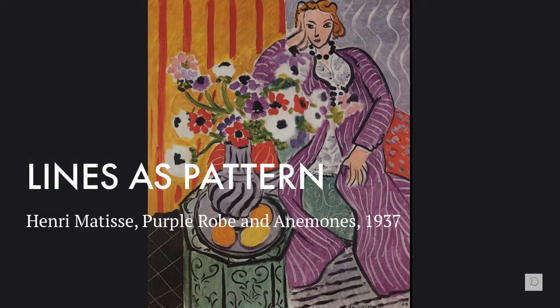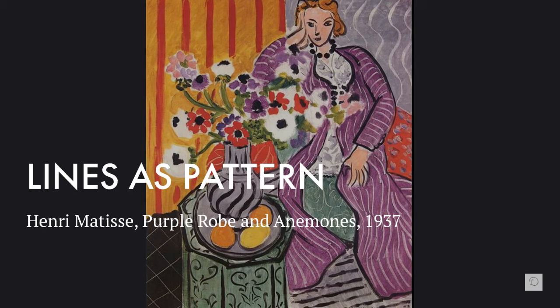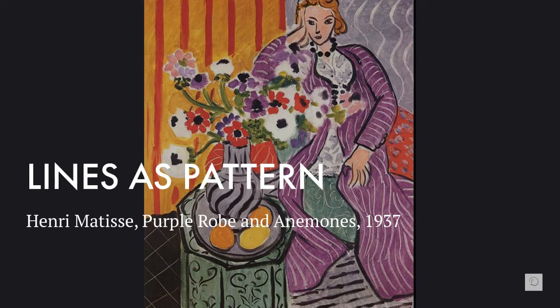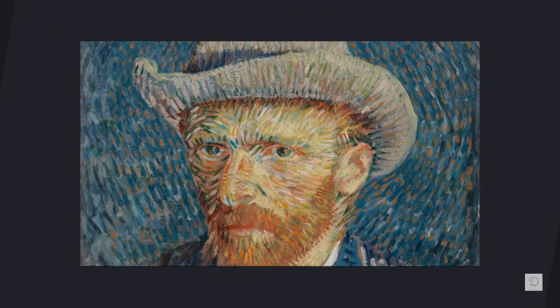Lines can be used to create patterns by repeating similar lines over and over again. Patterns can be found throughout art and throughout the universe itself. So we tend to find patterns soothing in art because they are by nature organized and arranged in a way that we can easily recognize. I count 11 different patterns in this painting by Matisse. How many can you find?